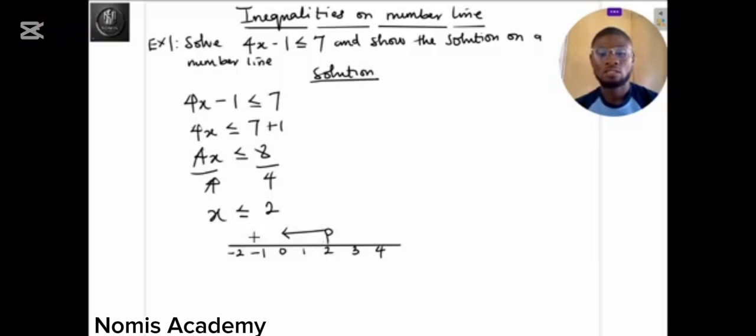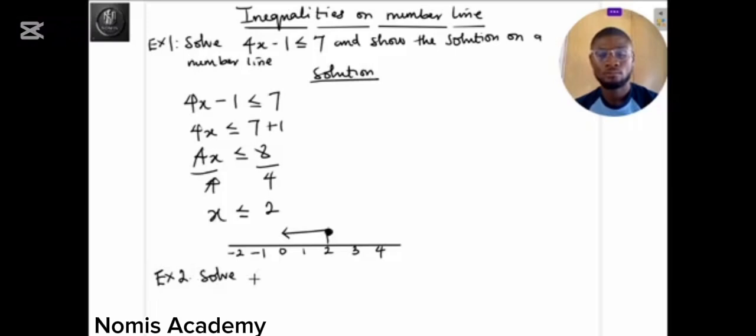But because there is an equality sign attached to this inequality, x is less than or equal to, there's a possibility of having 2 as x. Therefore, we're going to shade this part, this circle here. So this line tells that x is less than or equal to 2. This is a WAEC past question. Let's take example number 2.